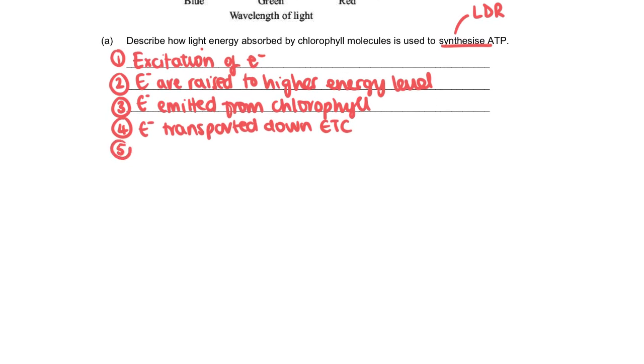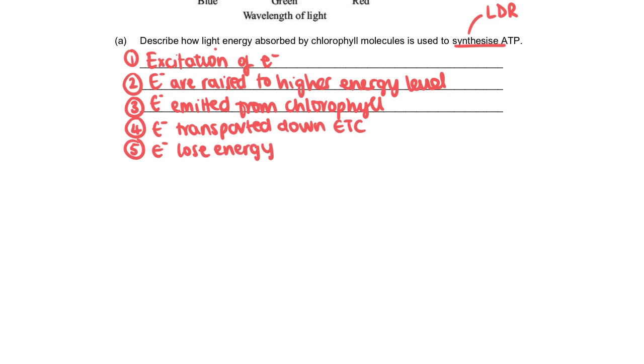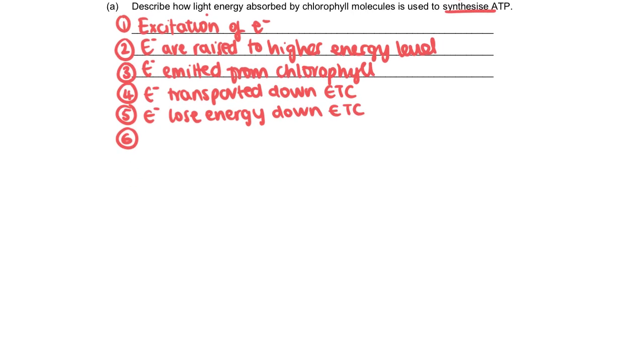While they're going down the electron transport chain, they lose energy. And that energy, which is where lots of you started at this point, you spoke loads about the hydrogen ions and stuff like that, but all you needed to say was that the energy that is lost by those electrons is then used to synthesize ATP.